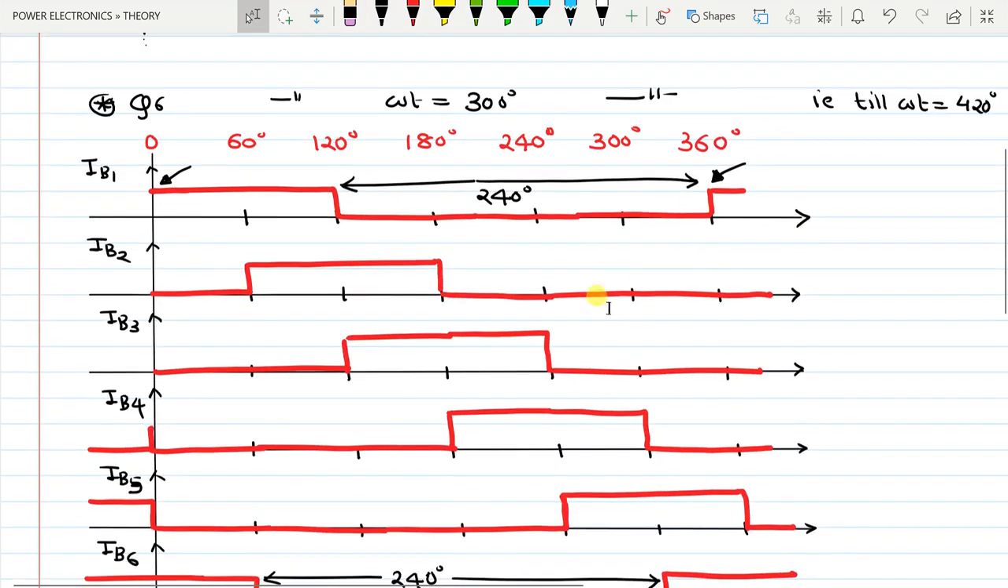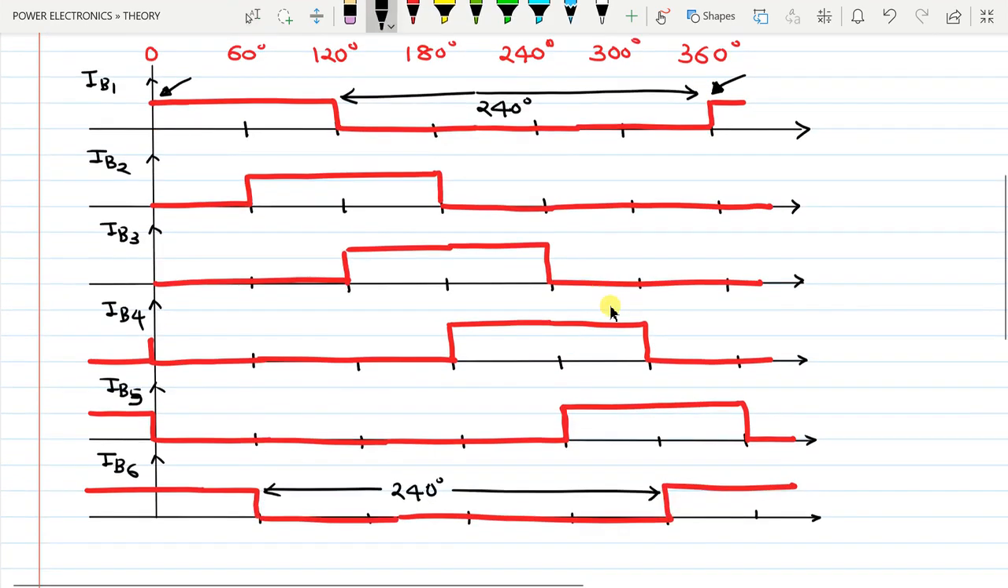So let us see that in which 60-degree interval which transistors are conducting. So we can see here from 0 to 60 degrees 1 and 6 will conduct. From 60 degrees to 120 1 and 2 will conduct. From 120 to 180, 2 and 3 will conduct. From 180 to 240, 3 and 4 will conduct. From 240 to 300, 4 and 5 will conduct. From 300 to 360, 5 and 6 will conduct, and the cycle repeats again. So again from 360 to 420, again we'll have 1, 6.